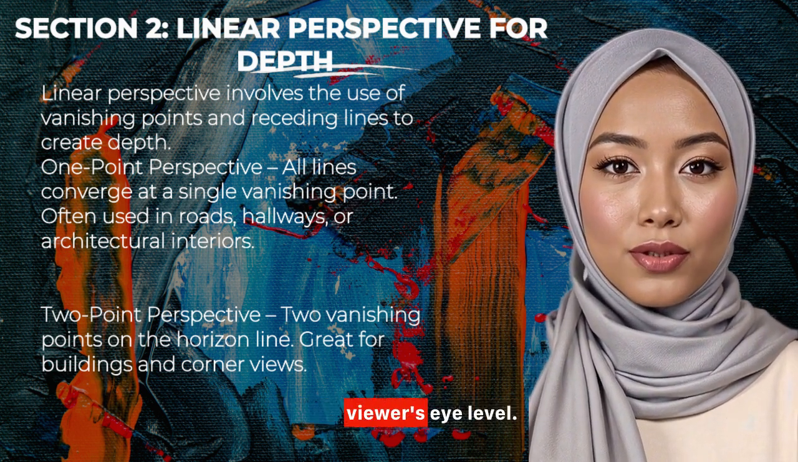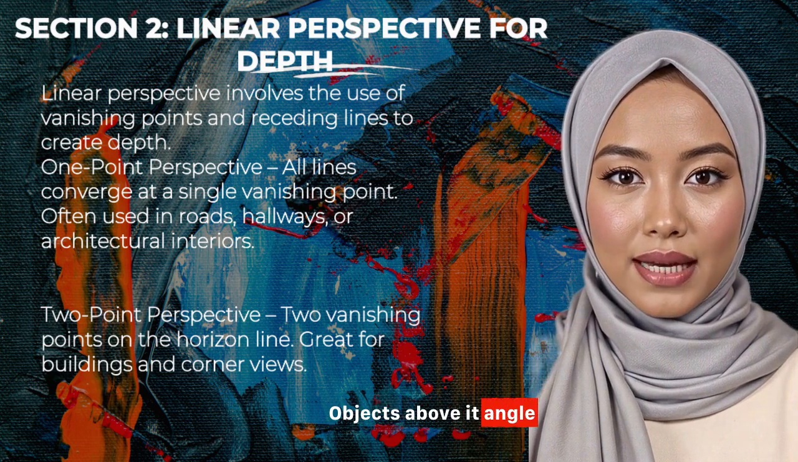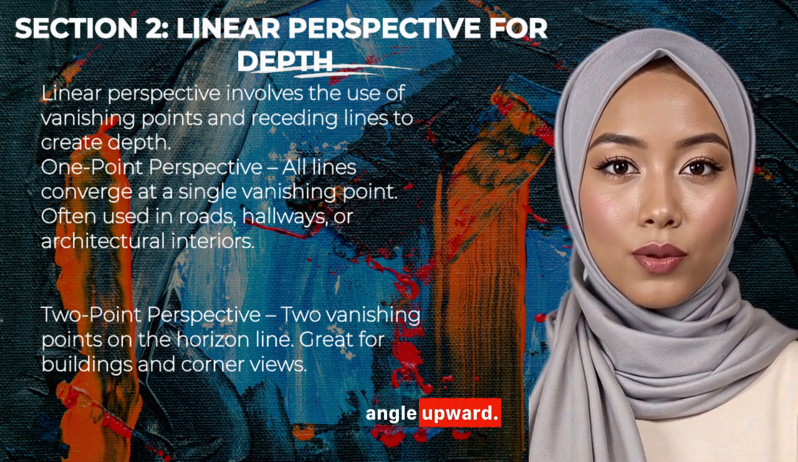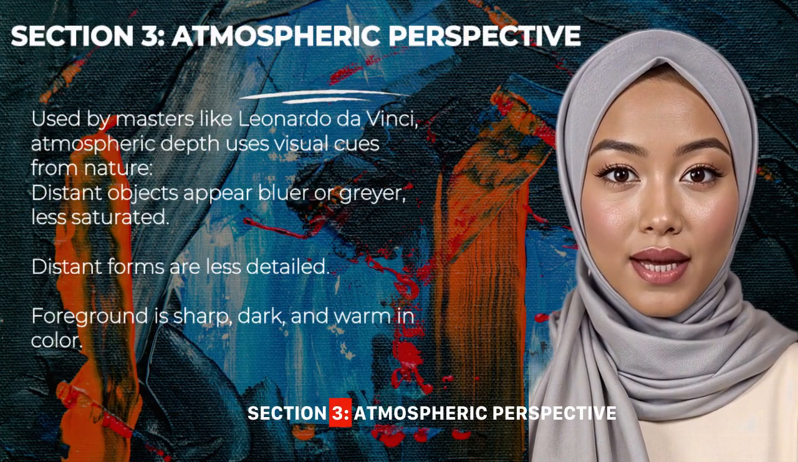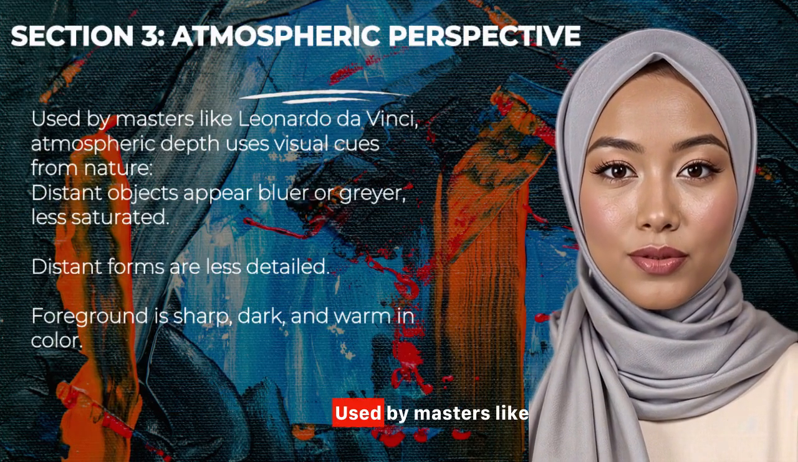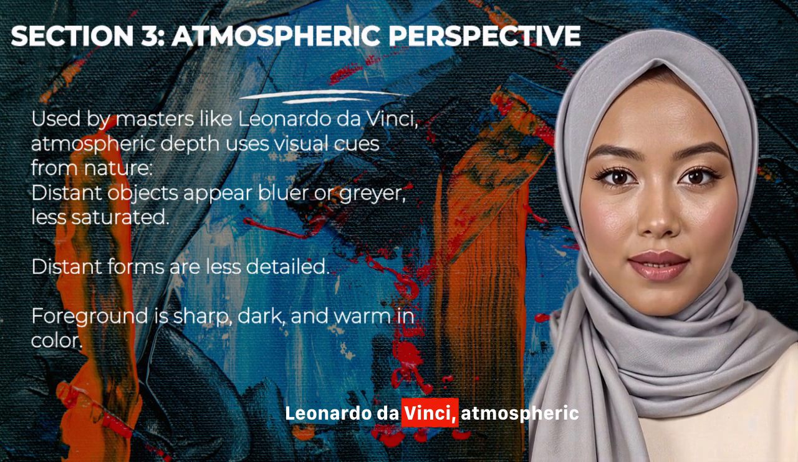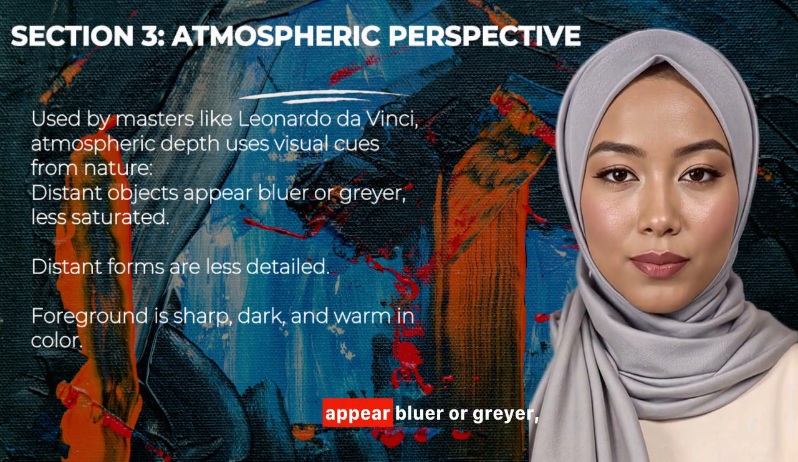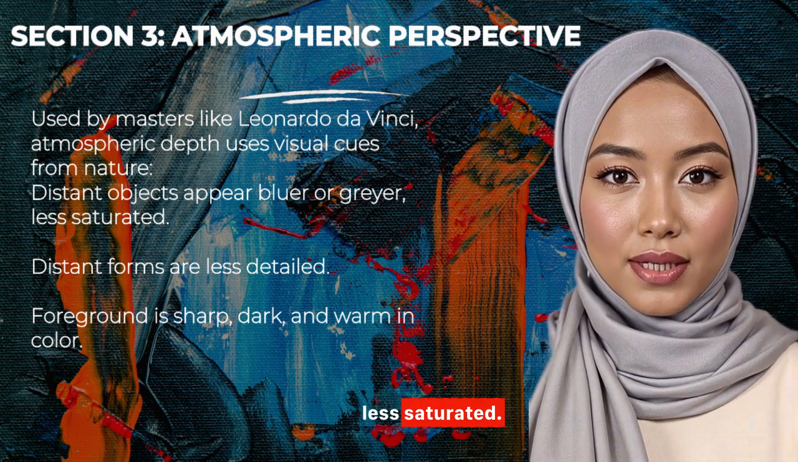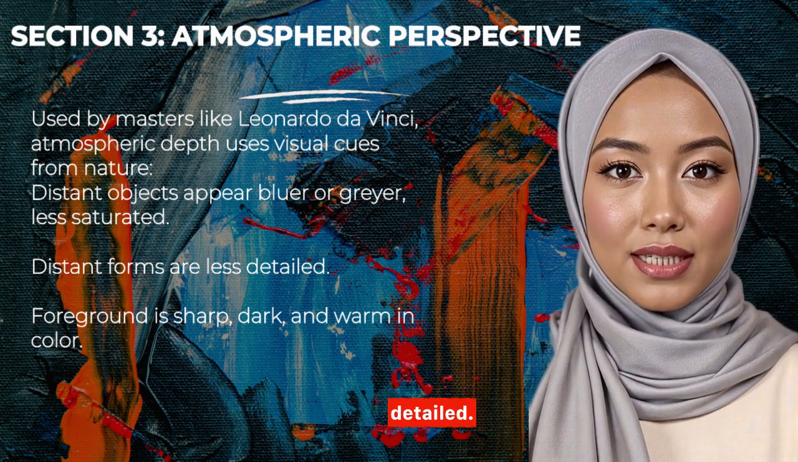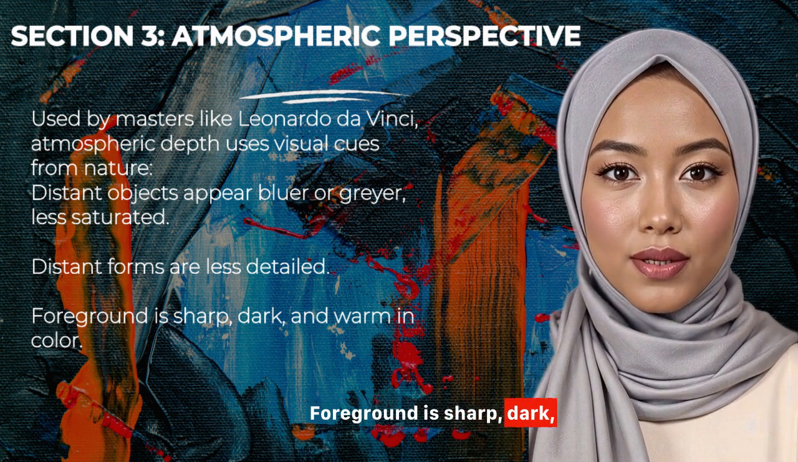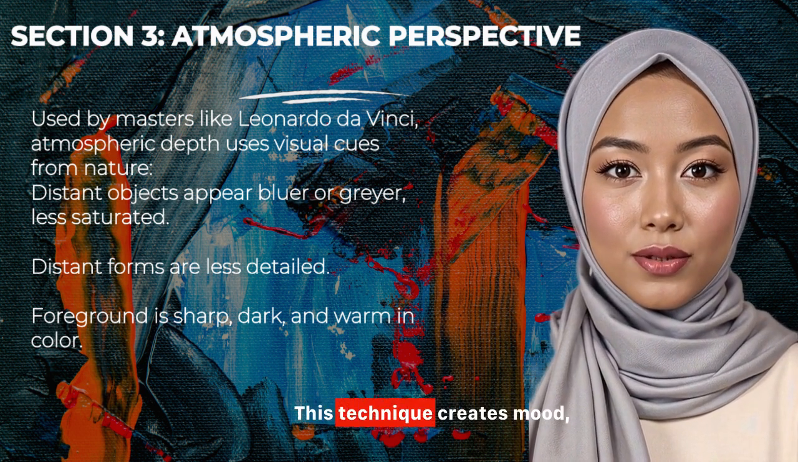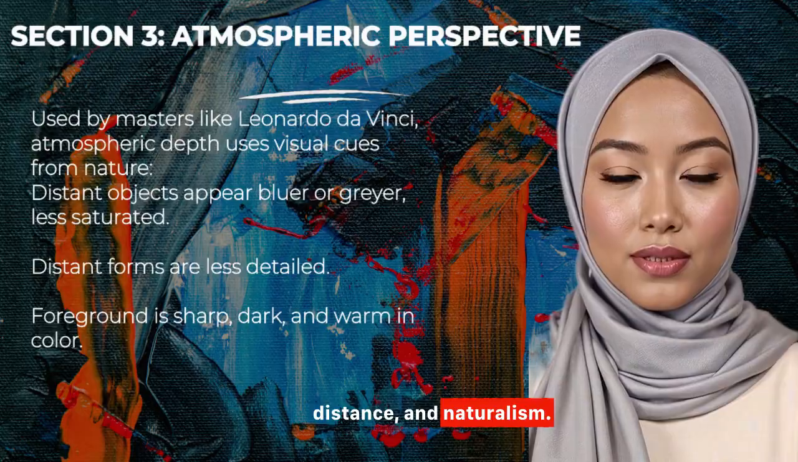The horizon line represents the viewer's eye level. Objects above it angle downward, below it they angle upward. Section 3. Atmospheric perspective. Used by masters like Leonardo da Vinci, atmospheric depth uses visual cues from nature. Distant objects appear bluer or grayer, less saturated. Distant forms are less detailed. Foreground is sharp, dark, and warm in color. This technique creates mood, distance, and naturalism.